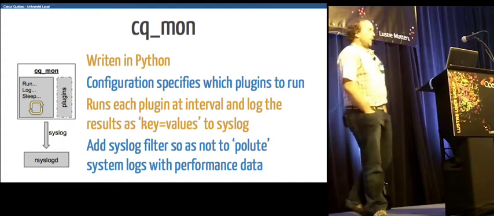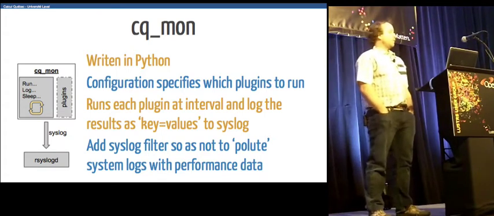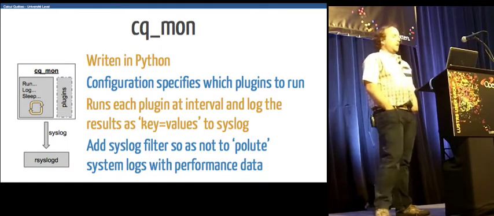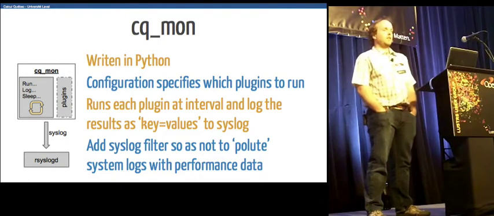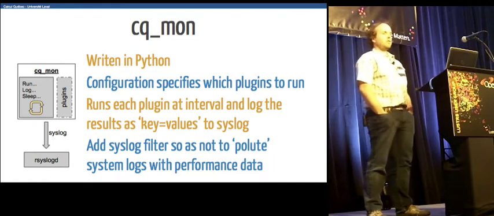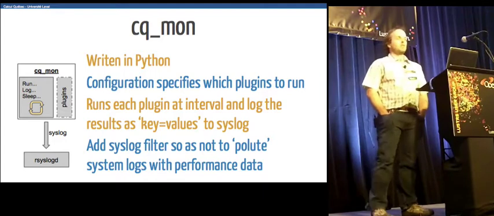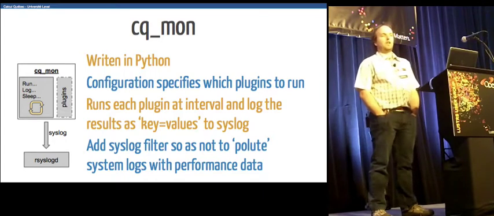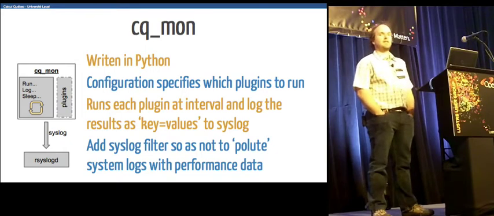We wrote the whole thing in Python because we wanted to be quick about it. We have a configuration file which specifies which plugin we want to run on which machines. Each plugin is run at a given interval and logs the result as key values to syslog. And we don't log zeros. So when doing queries down the road, we assume that the absence of data is a zero, basically.